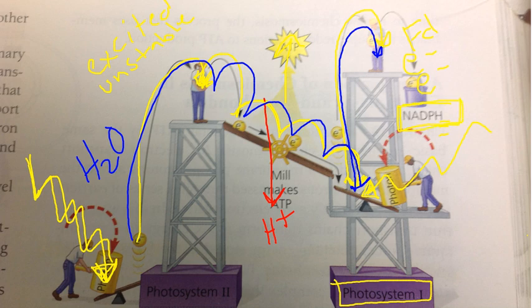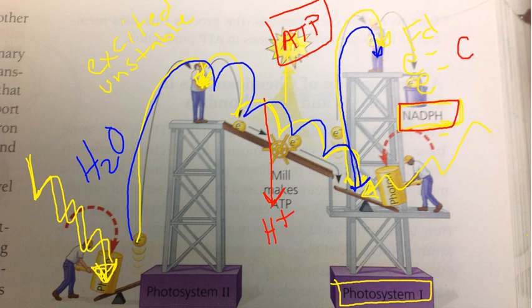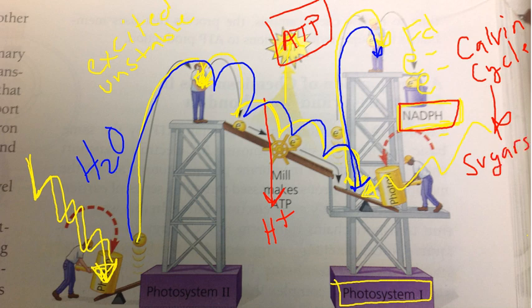So NADPH, which is now very unstable, and ATP, adenosine triphosphate, which as you also know is unstable, these 2 molecules are then taken into the Calvin cycle to produce sugars or glucose. So again, this is just a quick overview of what happens to the electrons when they absorb the energy from the sun.